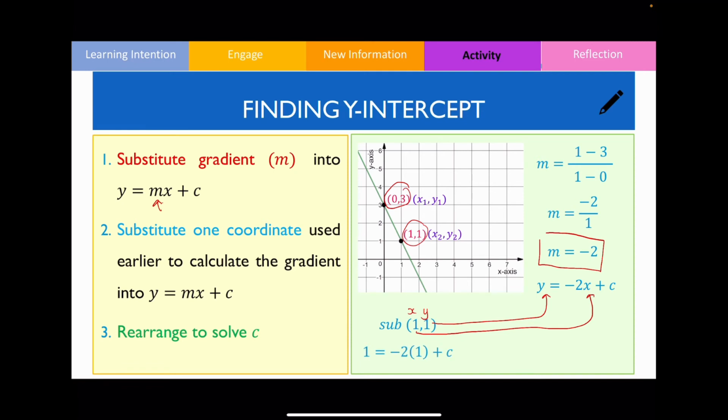I'm now going to simplify this. So -2 times 1 is going to be equal to -2. I want to undo the -2 to solve for c, so we'll add +2 to both sides. And as a result, c is going to be equal to 3. So that's the value of my y-intercept.